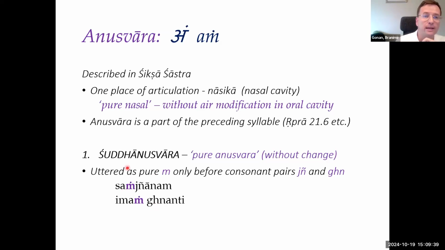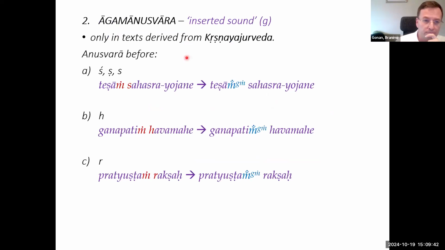Then the second change is Agamanusvara. Agama means inserted sound, G, okay? And it occurs when we have the fricatives sh and s. For example, in Rudram, in Tesham Sahasra Yojane, before fricatives the anusvara changes into G. So G is that inserted sound. That's why we chant Tesha Gum Sahasra Yojane.